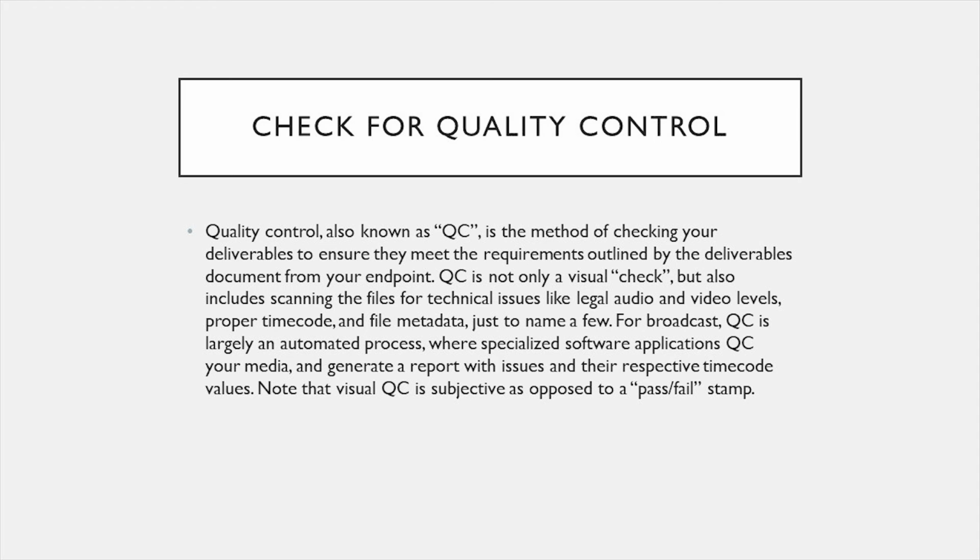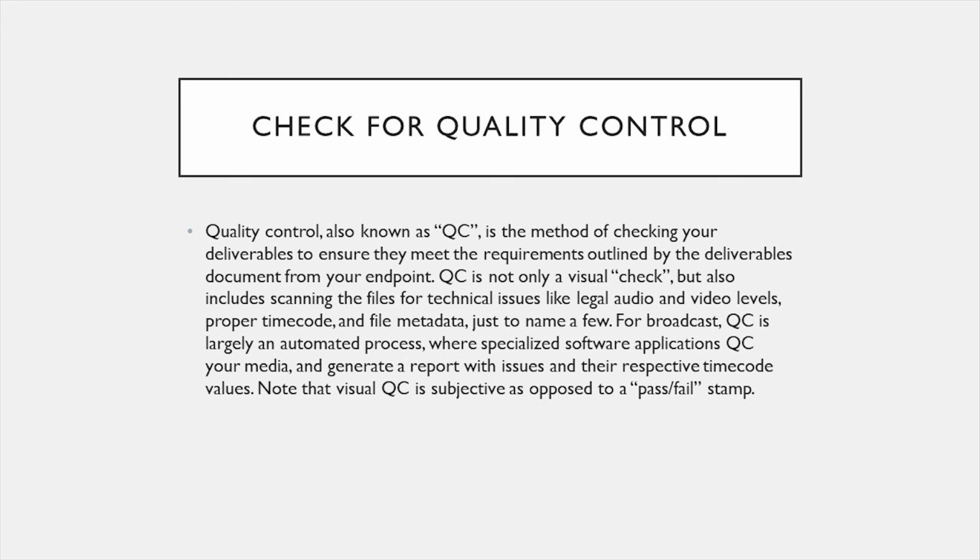Check for quality control. Quality control, also known as QC, is the method of checking your deliverable to ensure they meet the requirements outlined by the deliverables document from your endpoint. QC is not only a visual check, but also includes scanning the files for technical issues like legal audio and video levels, proper timecode, and file metadata.